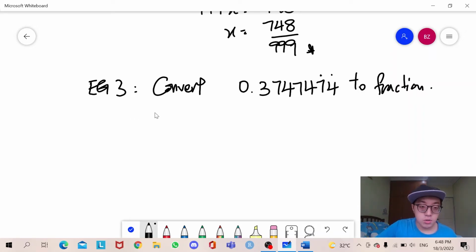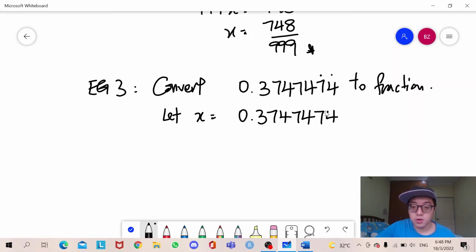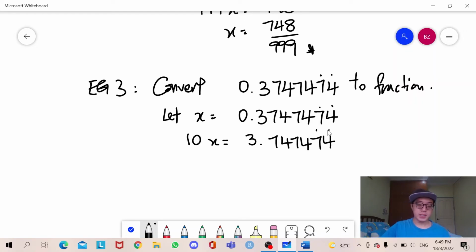Okay, so same thing, let x equals to the original one, 0.3747474 dot dot. All right, but now as you can see, 3 is not in the repetition, so you will need to exclude it first. So how do you make 3.74 something? You multiply x by 10. All right, 3.747474. Makes sense?